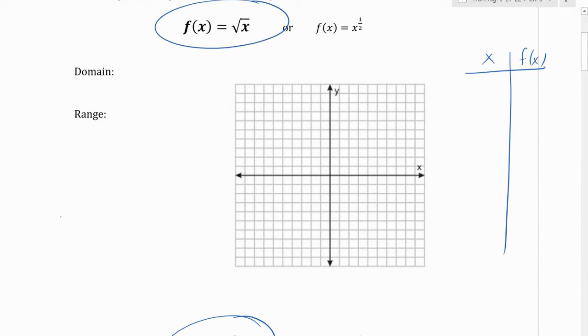Think about this. If you're going to graph this, then we've got to be dealing strictly with real numbers. We don't want any negatives under that square root, because if we have them, we're going to have imaginary answers. Also, this is a principal square root.